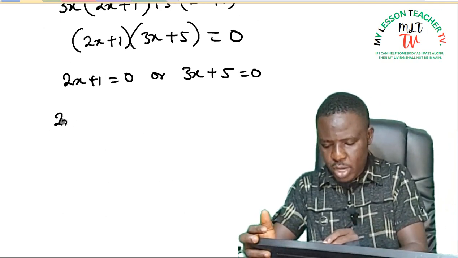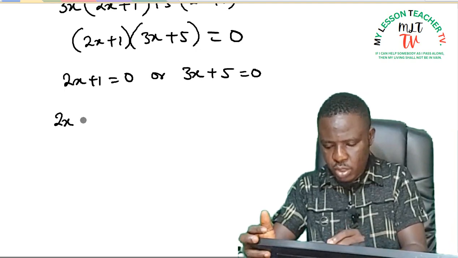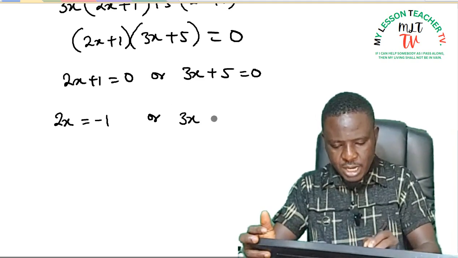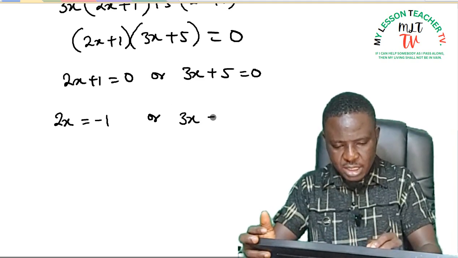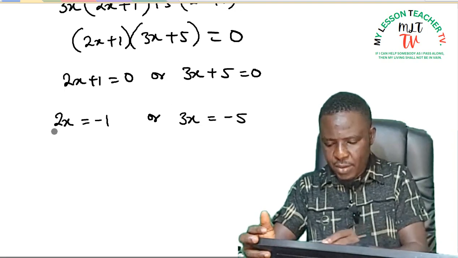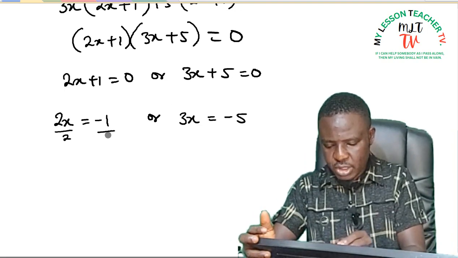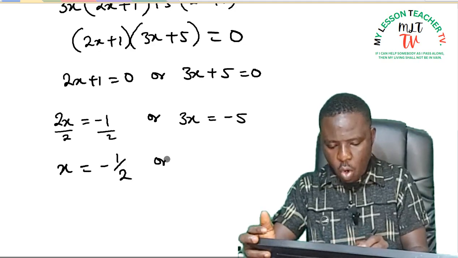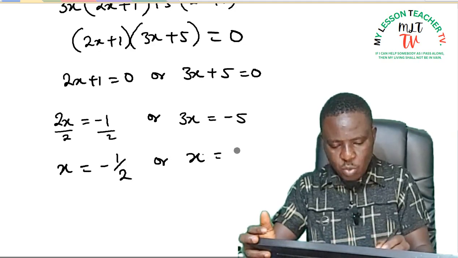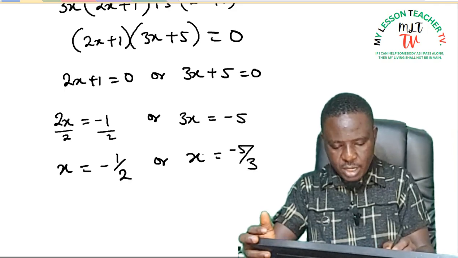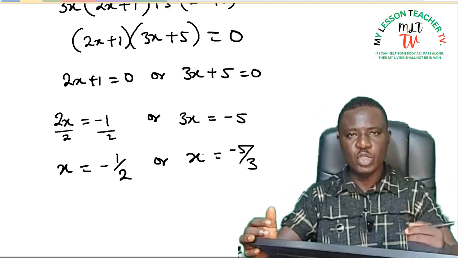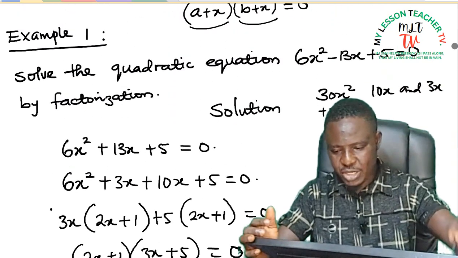If 2x plus 1 is equal to 0, therefore it means that 2x is equal to minus 1. Or if 3x plus 5 is equal to 0, it means that 3x is equal to minus 5. Dividing both sides by 2, in this case, you have your x to be equal to minus half, or x is equal to minus 5 over 3 when you divide by 3. Now, this is said to be the solution of this equation.